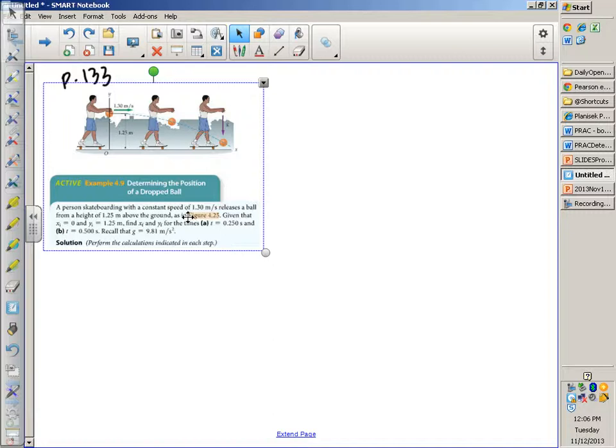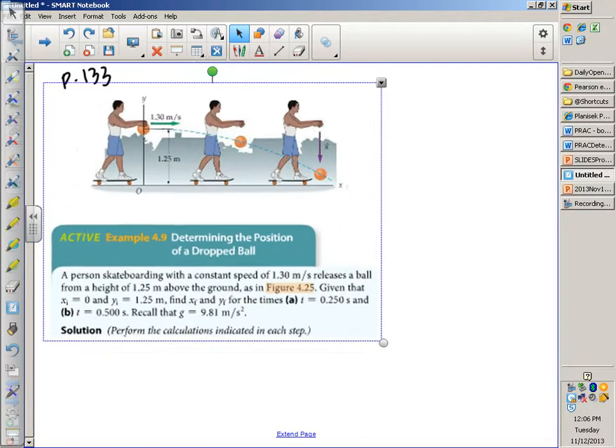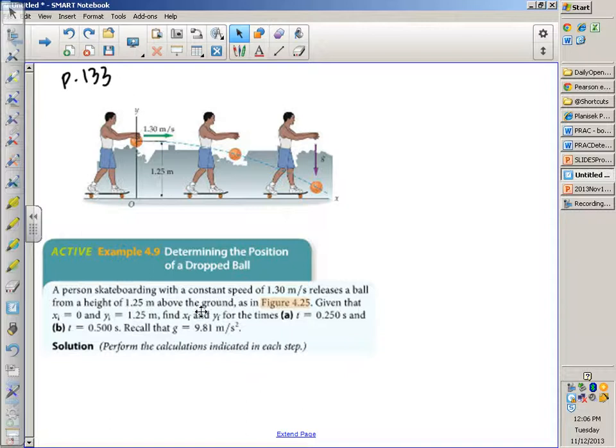All right, so on page 133 of your book is an example, example 4.9, that is similar to the girl on the rollerblades that we talked about yesterday, but this time it's a guy on a skateboard with a basketball. So it says, a person skateboarding with a constant speed of 1.30 meters per second releases a ball from a height of 1.25 meters above the ground. Given that x initial is 0 and y initial is 1.25, find x final and y final for the times 0.25 and 0.5. So we are going to focus here on the time of 0.25.